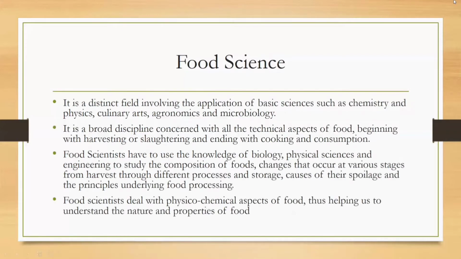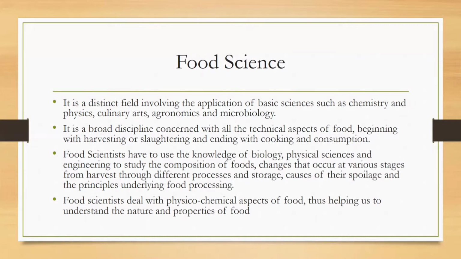Now, coming to what is food science. It is a distinct field involving the application of basic sciences such as chemistry and physics, culinary arts, agronomics, and microbiology. It is a broad discipline concerned with all the technical aspects of food, beginning with harvesting or slaughtering and ending with cooking and consumption.